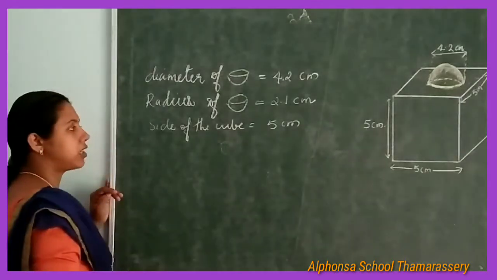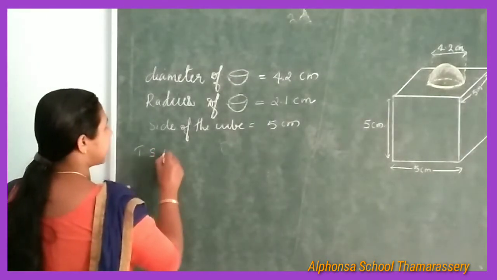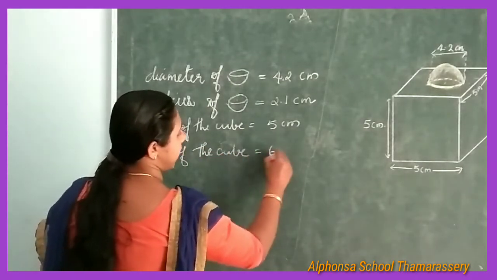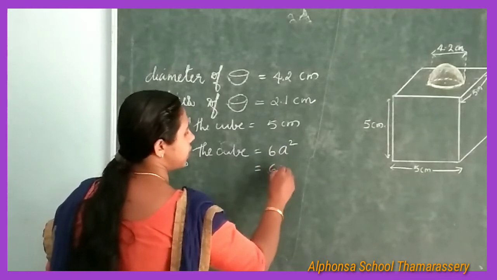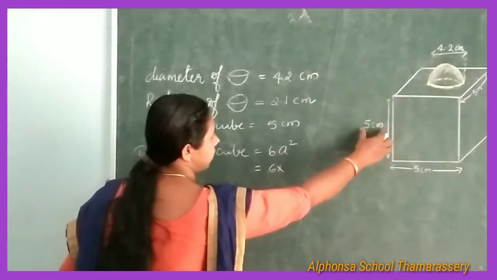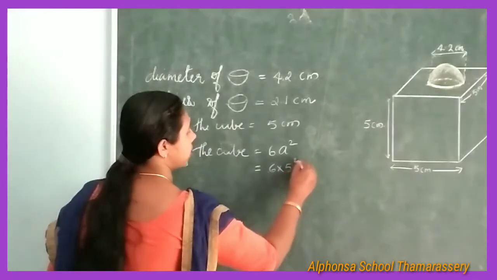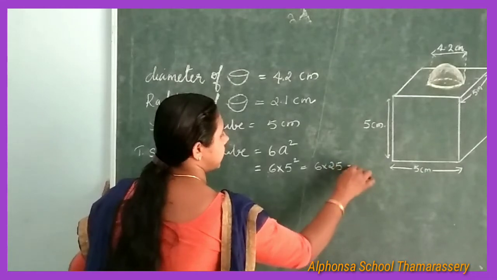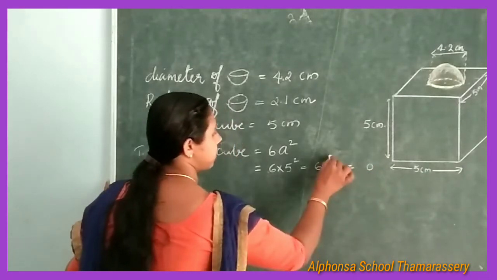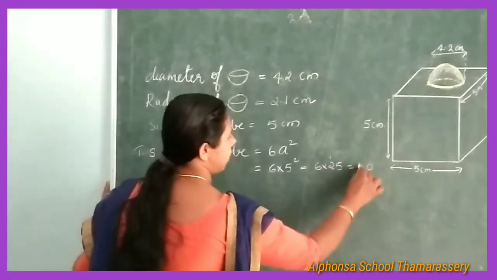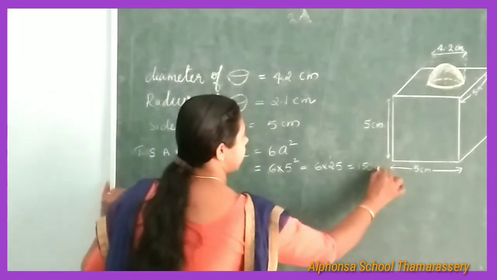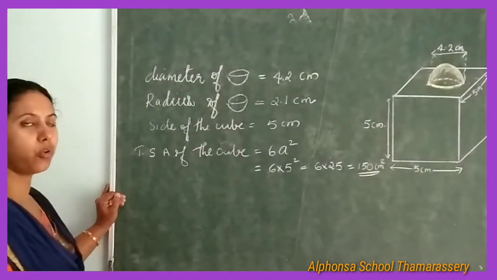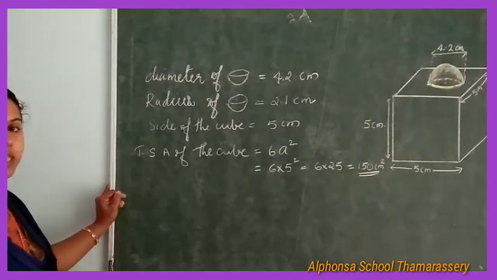So we are able to find the total surface area of the cube. Total surface area of the cube is equal to 6a square, that is equal to 6 into a. A value is 5 centimeters, so 5 square, so 25, 6 into 25. That is equal to 6 5s are 30, 3 is remaining. 6 2s are 12 plus 3, 15. So 150 centimeter square. The total surface area of the cube is equal to 150 centimeter square.